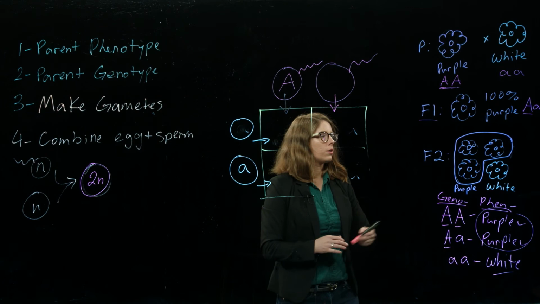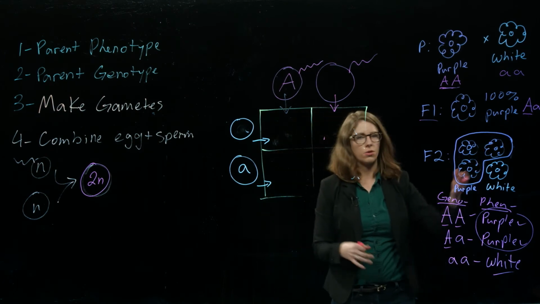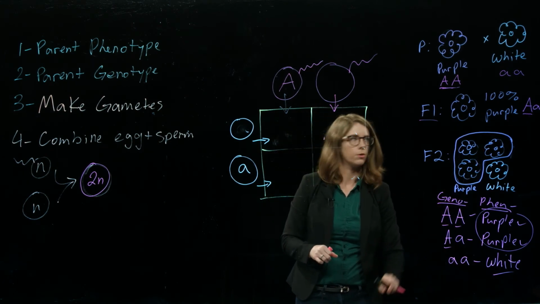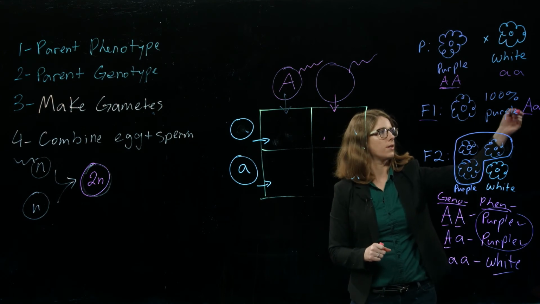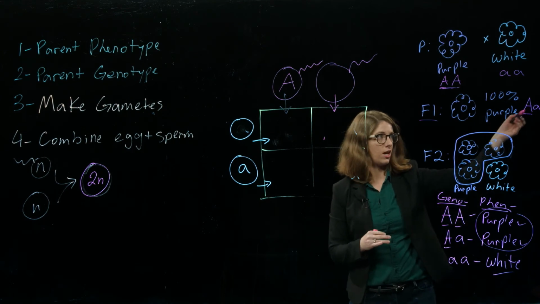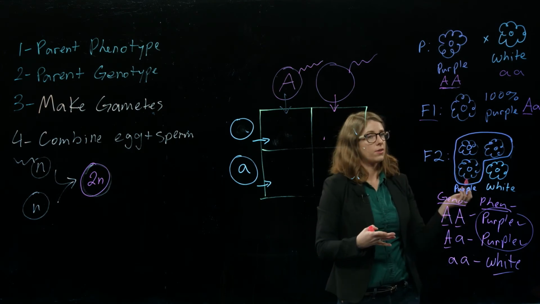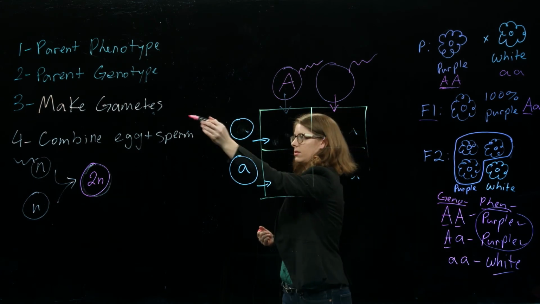All right, so if we're crossing a heterozygote with another heterozygote, it looks a little more interesting. If you're heterozygous, remember again, that means you have one of each kind of allele. So what kind of gametes can you make? Because that's the next step, right?